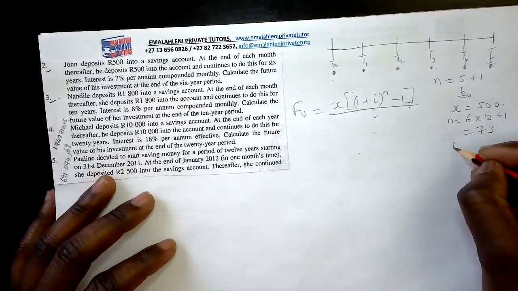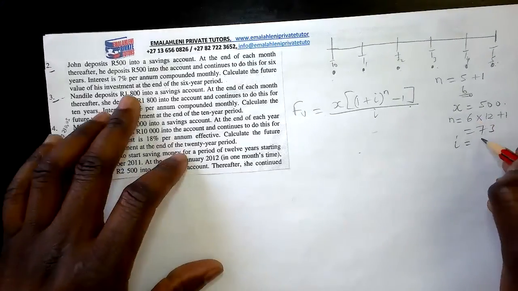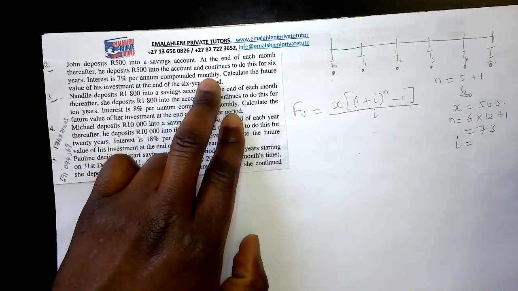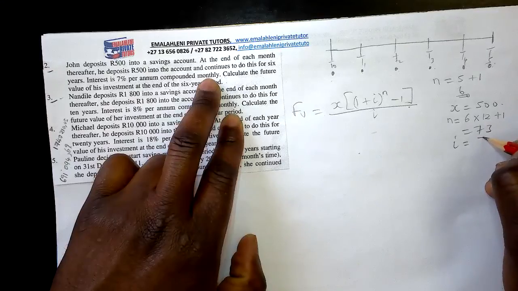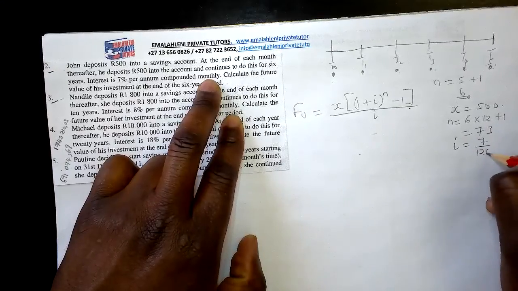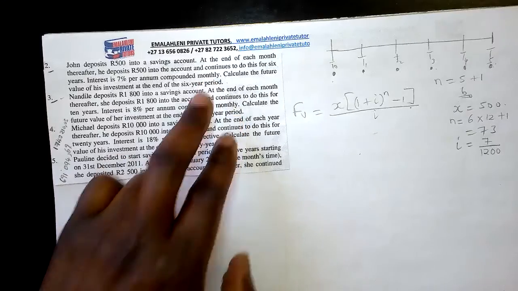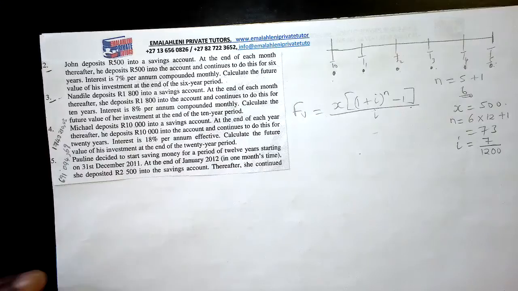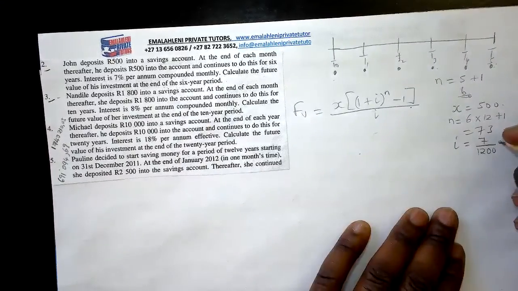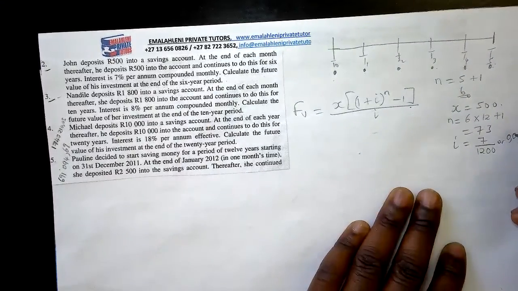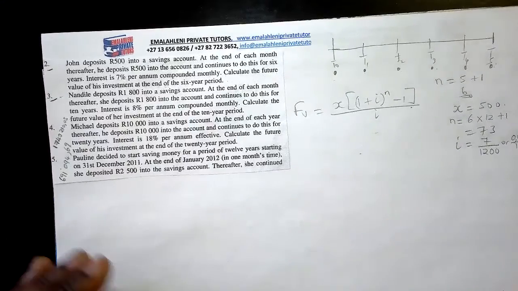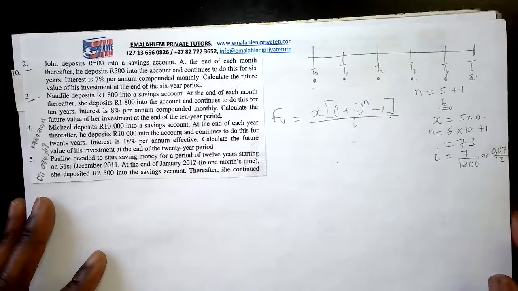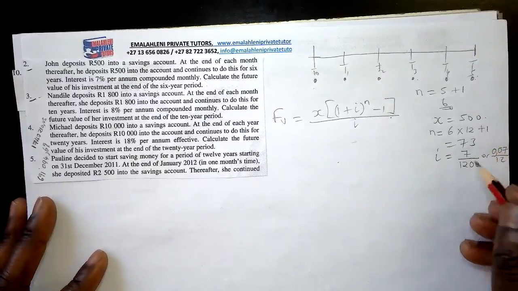So let's move on here. What is our I? Our I is 7%, compounded monthly. When you compound monthly, we say 7% over 12, which is going to be 7 over 1200, because 7% means 7 over 100. So here 7 over 1200. Or you can put it like this: 0.07 over 12. It's still the same, guys, you don't have to stress much. You still get the same answer. Now, what else do we want here? We are looking for FV.